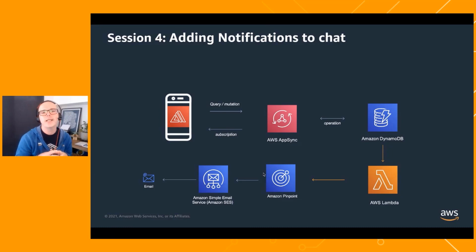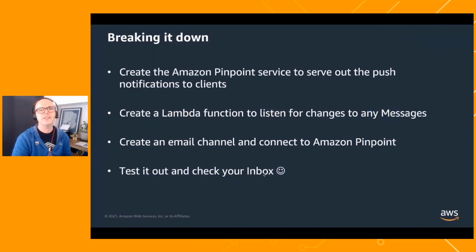So Amazon Pinpoint is going to be invoked when we get a new message, and it's going to send an email to the other people in the chat. And so if they're online but don't have the app open, they will get that push notification that there's been a chat message for them. So let's build that out. Let's break down the steps. The first thing we need to do is create an Amazon Pinpoint service to serve out these push notifications to clients.